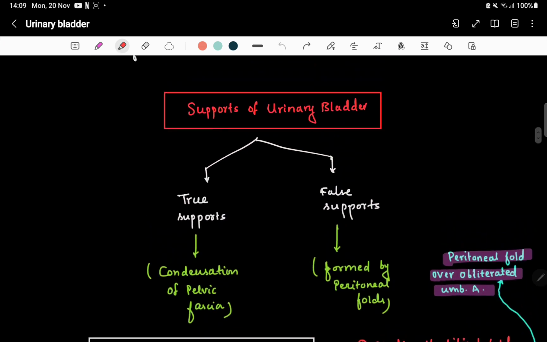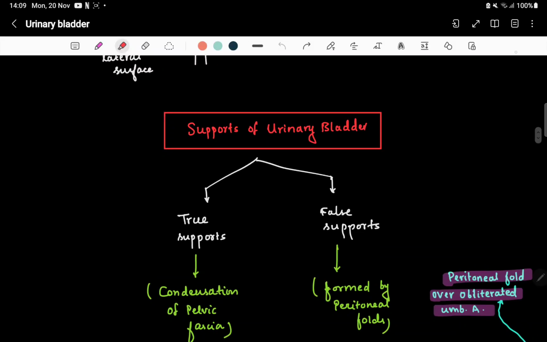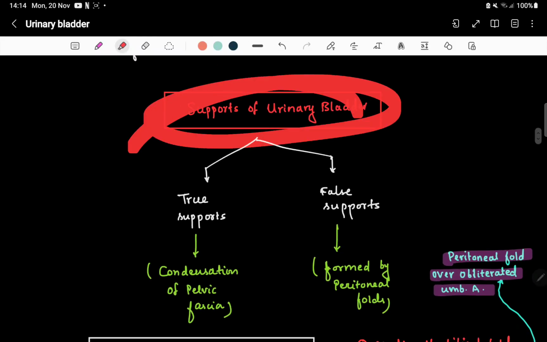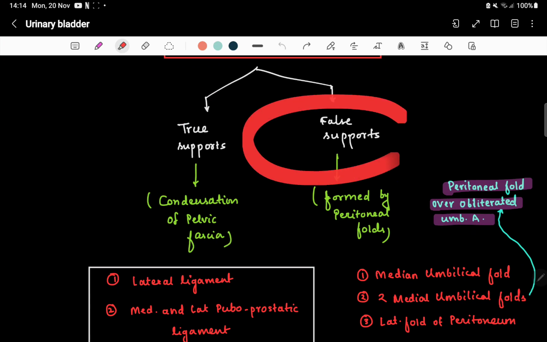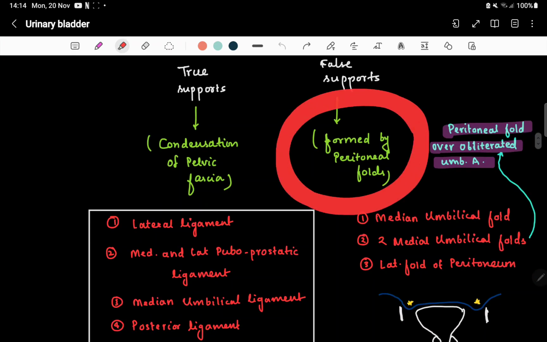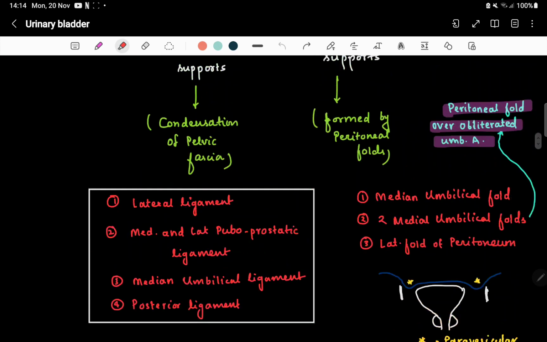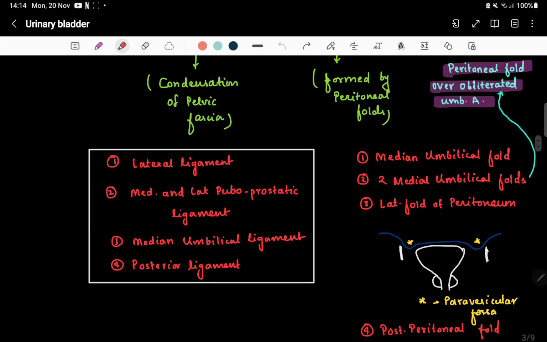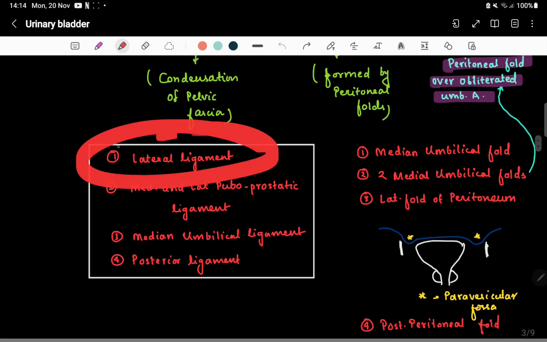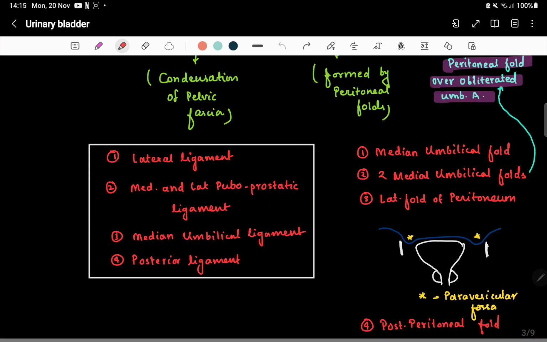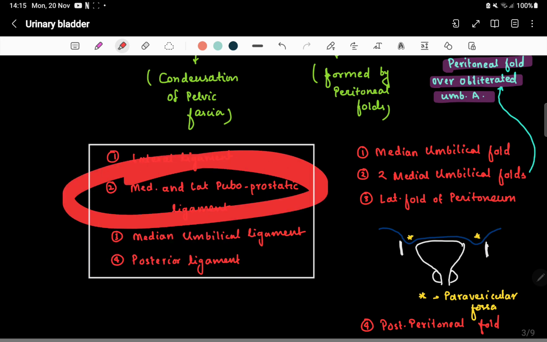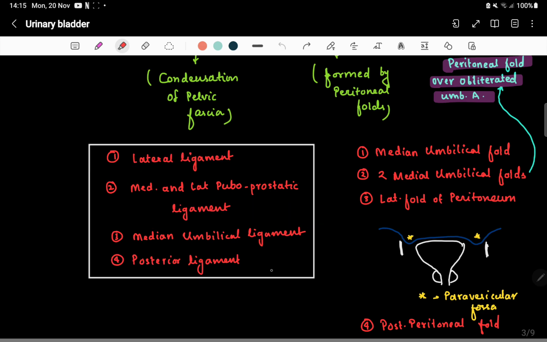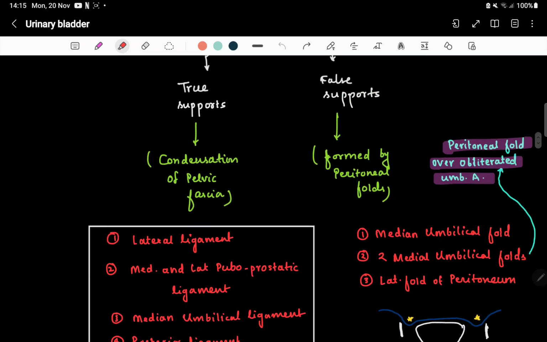Now let's talk about the supports of the urinary bladder. We have the true supports, which are the condensation of pelvic fascia, and the false supports, which are formed from peritoneal folds. The true supports are the lateral ligament, lateral and medial puboprostatic ligaments, median umbilical ligament, and the posterior ligament. These are your true supports.